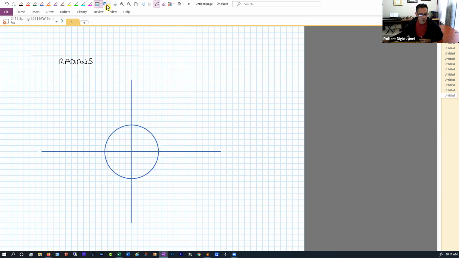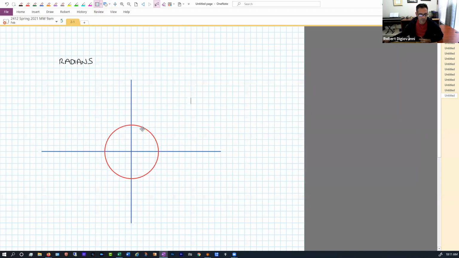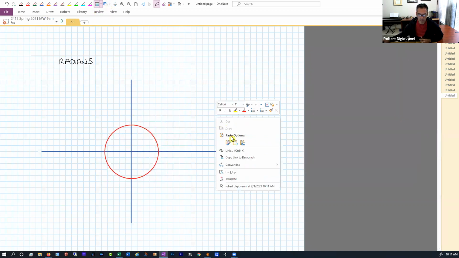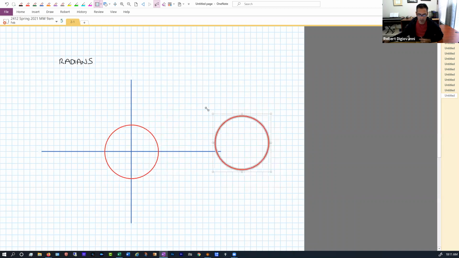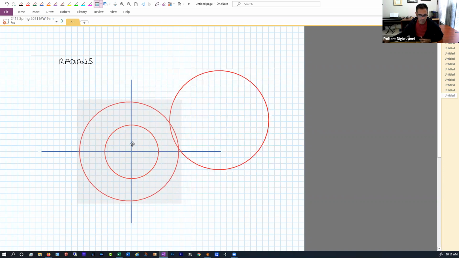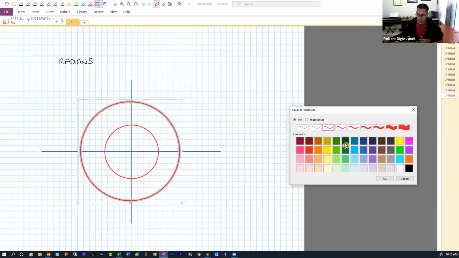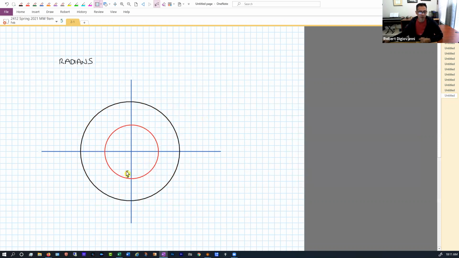Now I'm going to draw a different circle. Let me change the color of this so that we can talk about them. Make that one red. Okay, I'm going to draw another circle, a little bigger. I'm trying to draw it pretty precisely, and you'll see why in a moment. Make that one black. Okay, so I have a red circle and I have a black circle.